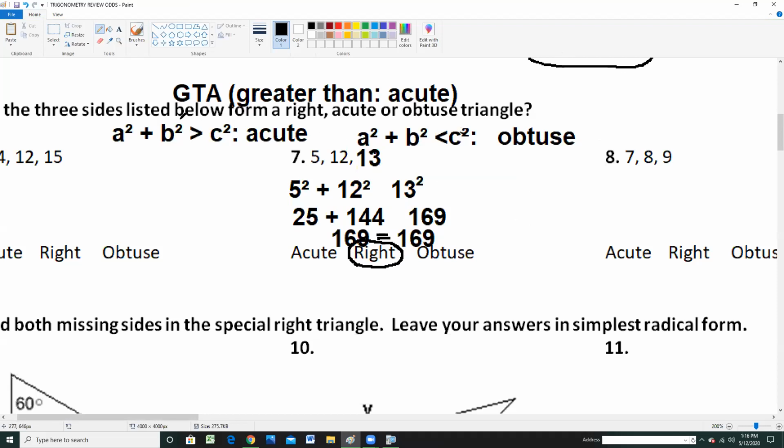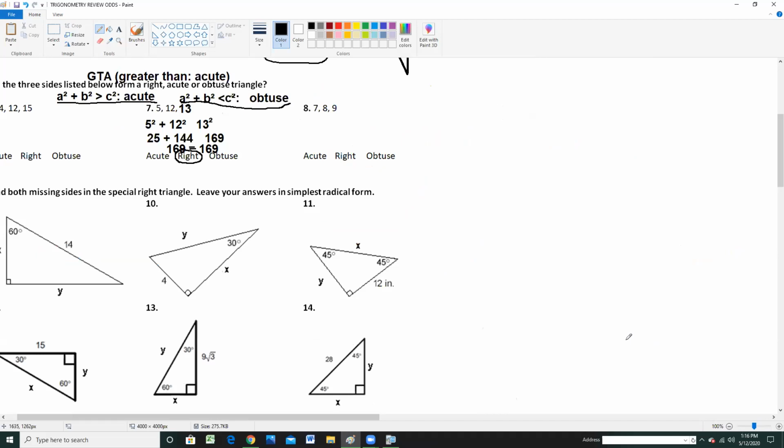So again, greater than means acute. Less than means obtuse. And then if it comes out equal, then it's right. All right, so we are done.